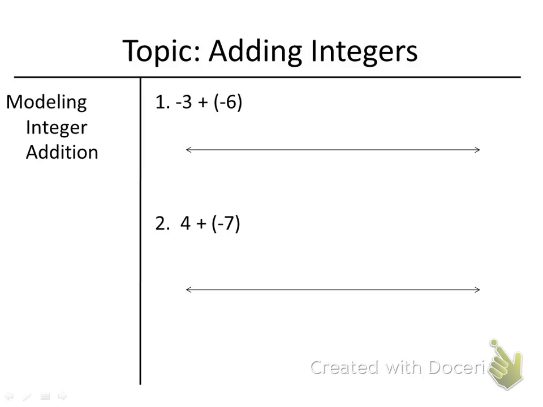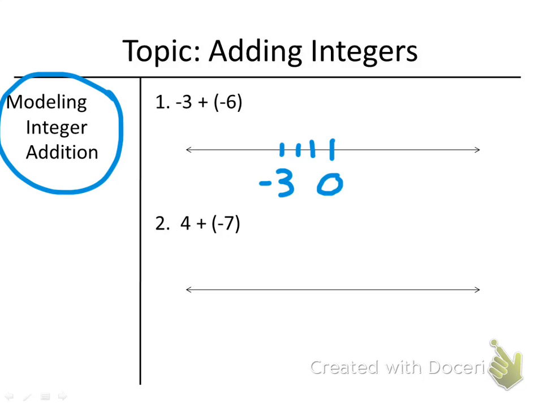Okay, we're going to model integer addition. So on the left hand side, write modeling integer addition. And for number 1, we're going to solve -3 plus -6. So on my number line, I'm going to start at 0. I'm going to go down to -3. And then I'm going to add -6.